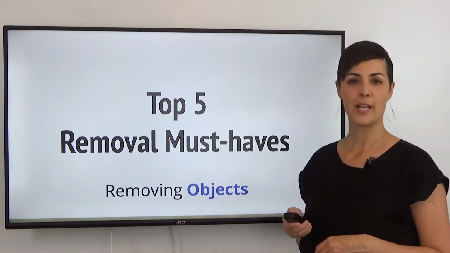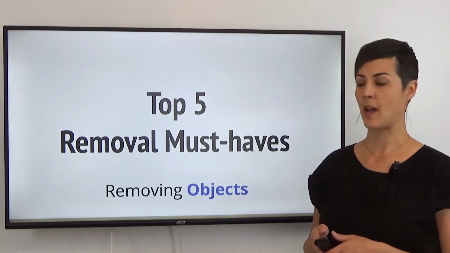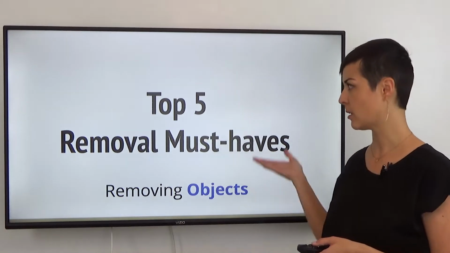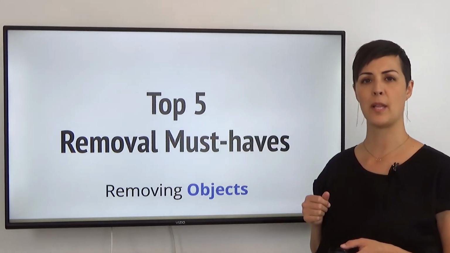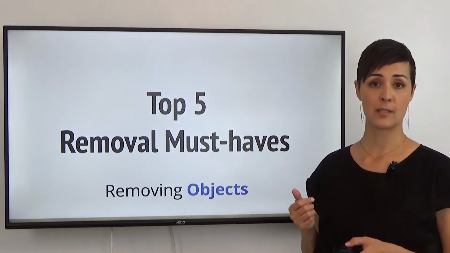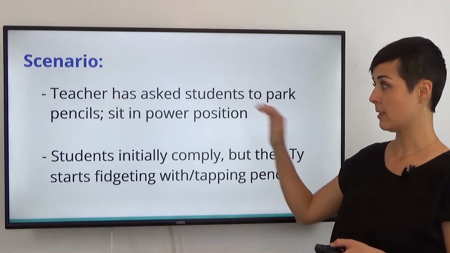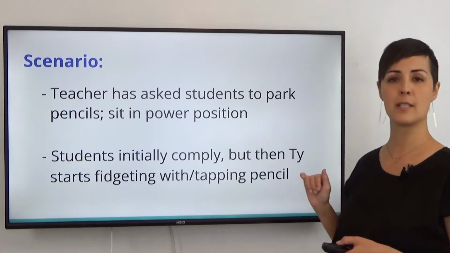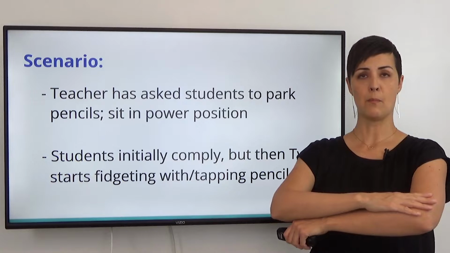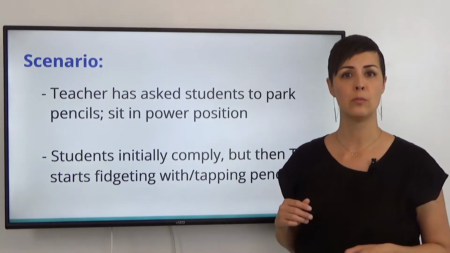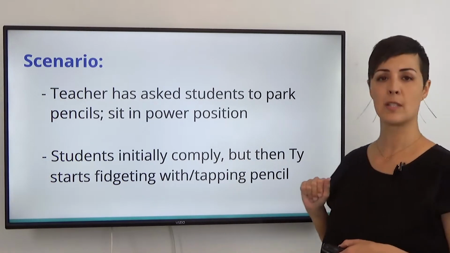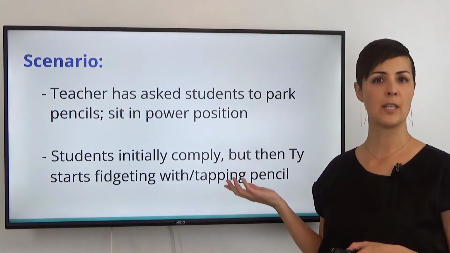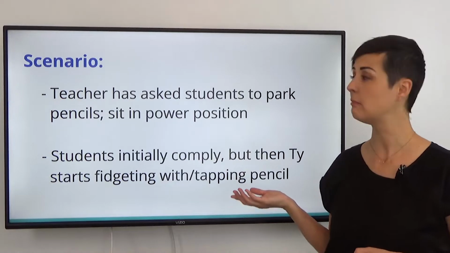Okay, so let's talk about the top 5 removal must-haves in terms of objects. We'll jump in a minute to removing students, but let's just look at what you have to be sure is in place if you want the removal of objects to be effective. Let's set up this scenario: the teacher has asked students to park their pencils and to sit in power position. In other words, I'm parking my pencil and I'm sitting ready to learn. Let's suppose the students initially comply, but then Ty starts fidgeting with and tapping his pencil, and you can tell that he's not paying attention to instruction anymore.